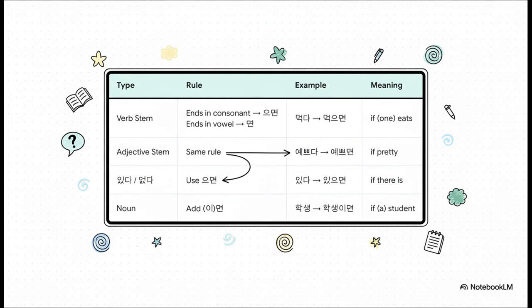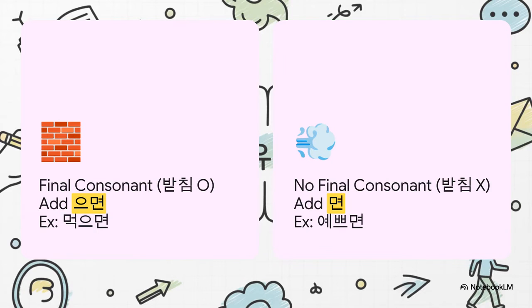See? Super consistent. So here's the absolute main thing you need to remember. It all comes down to whether or not there's a final consonant at the bottom, which is called a 받침. If you see a 받침, you add 으면. That little oo sound is like a bridge, you know? It just makes it flow better. If there's no final consonant, you just add 면. That's it. That is the main rule.